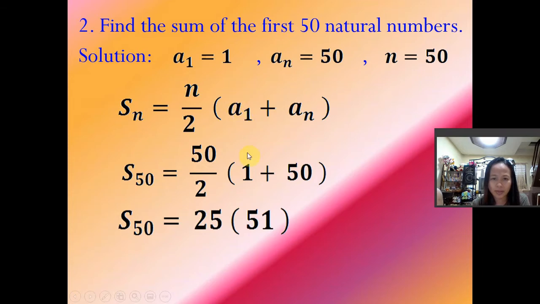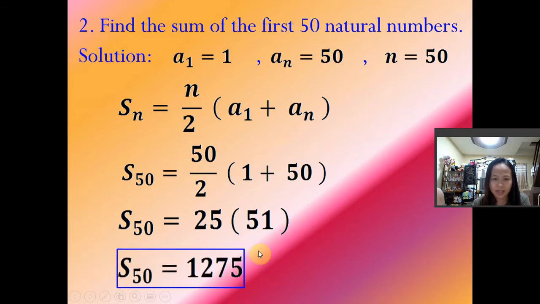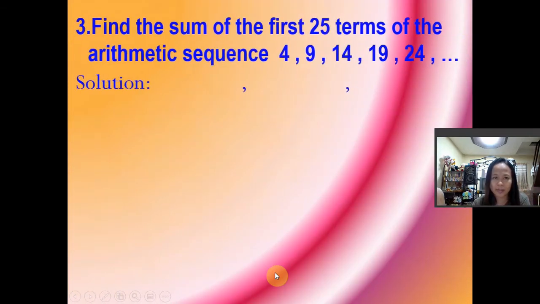Okay, 50 divided by 2 is equal to 25. Our first term here is 1. And our n term is 50. So 50 plus 1, and that is 51. So in our third step, we have here 50 divided by 2, it's 25. And then 1 plus 50, and that is 51. Next step is we are going to multiply 25 and 51. And so we come up with 1,275. So the sum of 50 terms, or the sum of the first 50 natural numbers, is equal to 1,275.